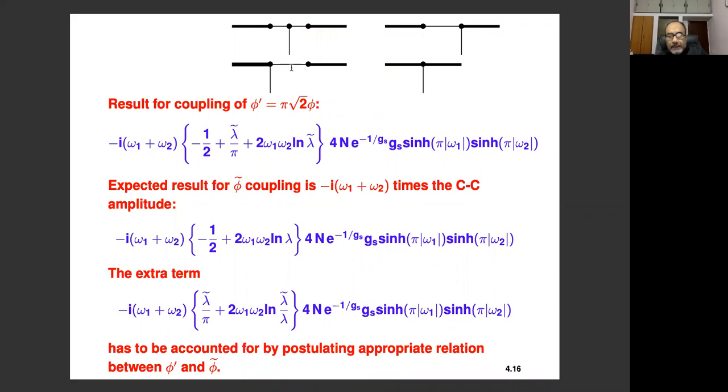So now the calculation is straightforward. We use these Schwinger parameters, figure out which region these different diagrams cover. And then whatever is not covered is covered by this. Of course, this is a finite integral. So here I have given the result for the coupling of this normalized phi. Phi prime, which I have called root 2 phi. This is just an overall normalization constant. And this is what you get.